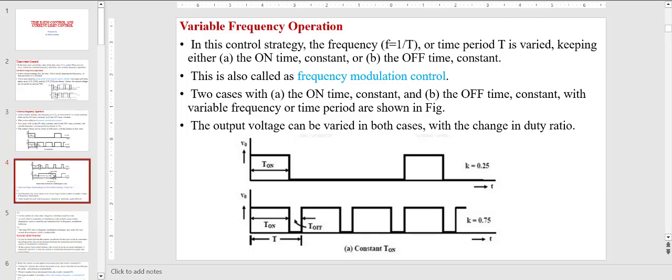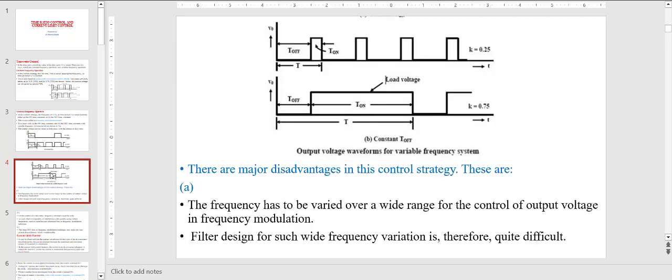So one more case we can see where here you can see that off period is kept constant and the on period is varied. This way also we can have variable frequency time ratio controller.